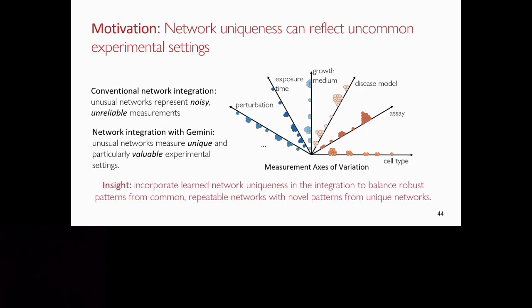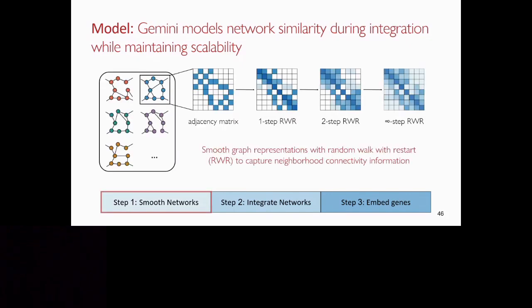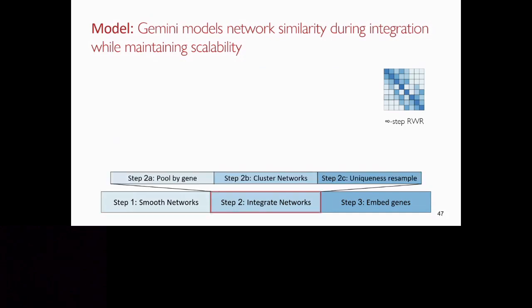And the way we try to take advantage of this is by incorporating a learned network uniqueness term into our integration step so that we can balance the robust patterns that exist in these common repeatable networks with the more novel patterns that we can uncover in the unique networks. As I mentioned before, we build off of mashup so that we can still scale to these really large collections. So in the first step, we also use random walk with restart to compute these smooth representations. Then in the second step, we want to incorporate a notion of network similarity so that we can account for this uniqueness. And so we subdivide this into 3 separate steps.